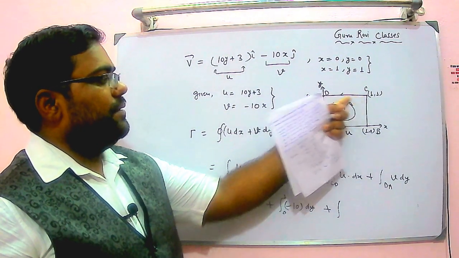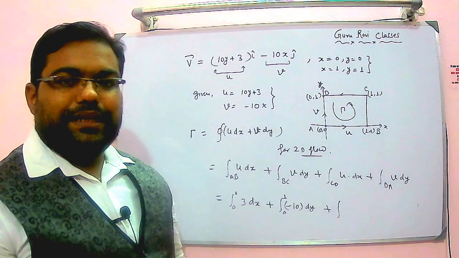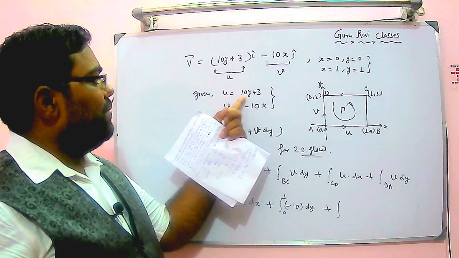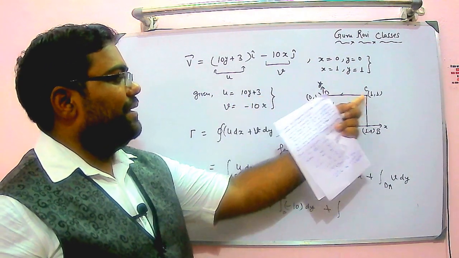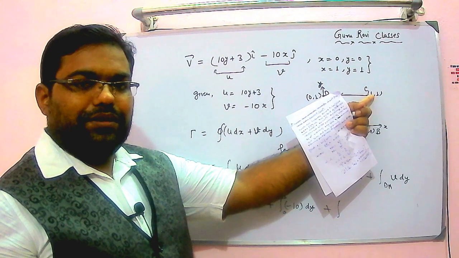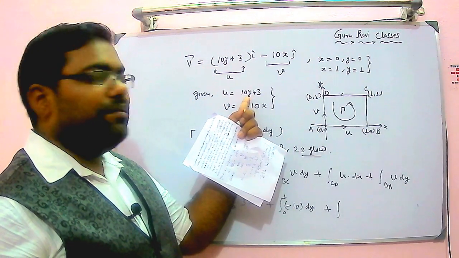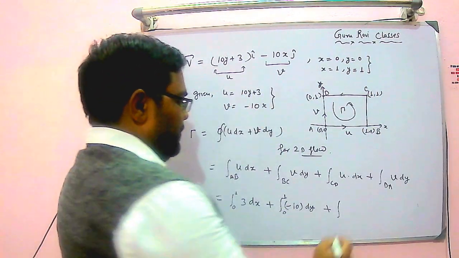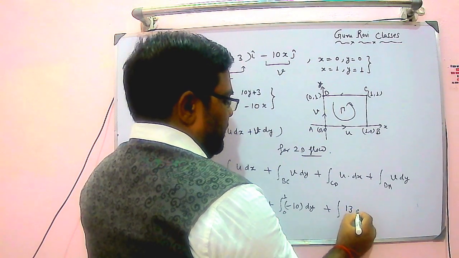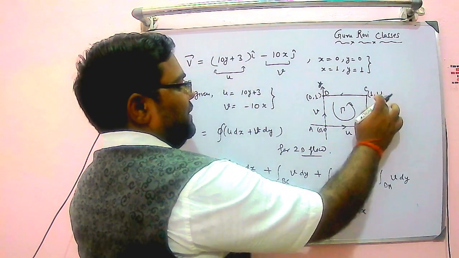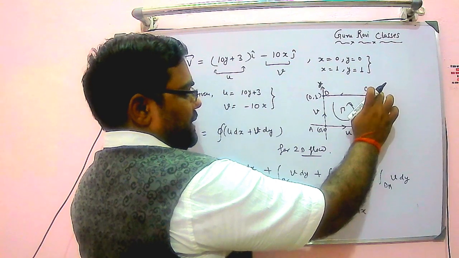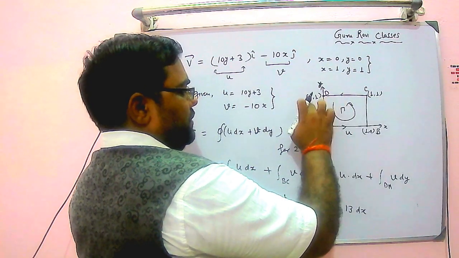Now I have to write here. Along this only u is there. So the u equation is 10y plus 3. What is y on this line? y is equal to 1. Clear, no? If you substitute y is equal to 1, this will become 13. Right. So 13 dx. What is the limit for x? It is going from 1, x is 1 here, 1 to 0.